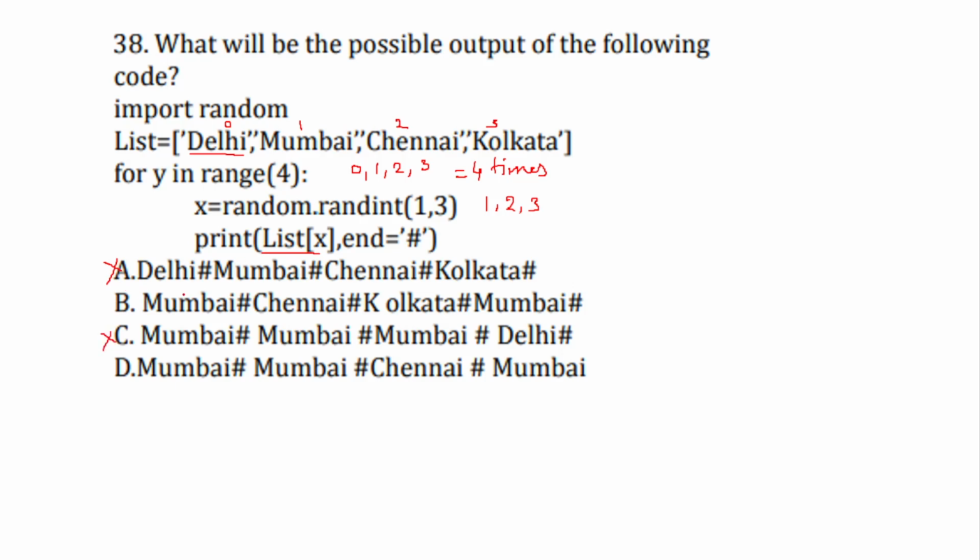Now, between B and D, we can see Mumbai, Chennai, Kolkata, all are correct options. But whatever is there, it should end with a hash. But that hash is not there in the D output. So that is why this is also not possible. So the correct answer is B.